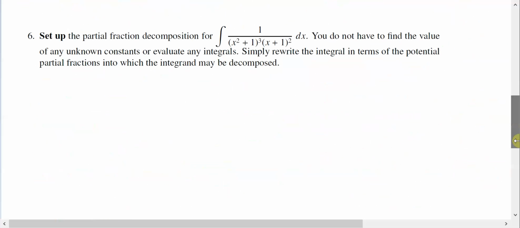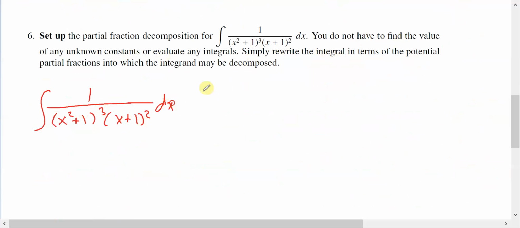Alright, on this next one, I'm asked to just set up the partial fraction decomposition for this, and this time it says I don't have to find any of the constants. I don't have to evaluate any of the integrals. I just want to rewrite the integral in terms of the potential partial fractions into which it might decompose. So that's just saying write out what this could have come from, this denominator. How could I have gotten this fraction with this denominator?